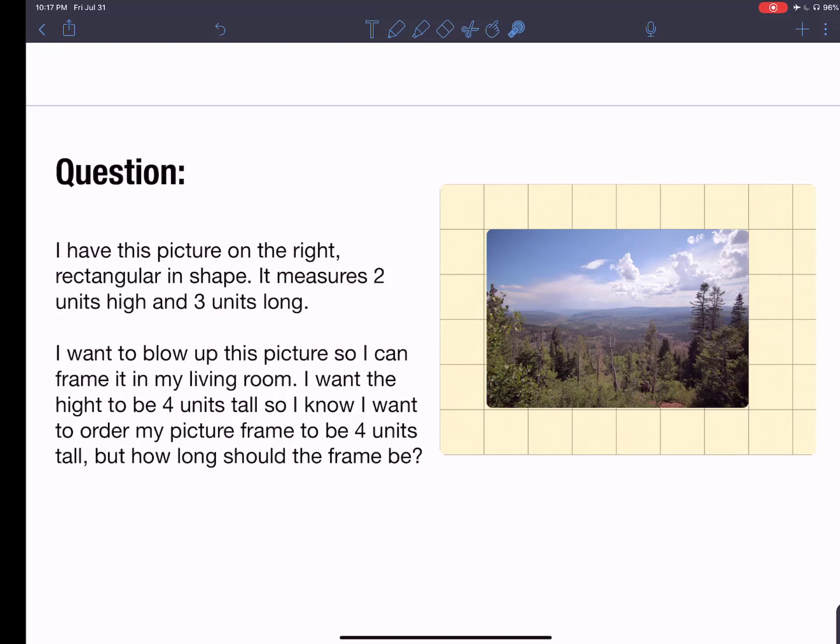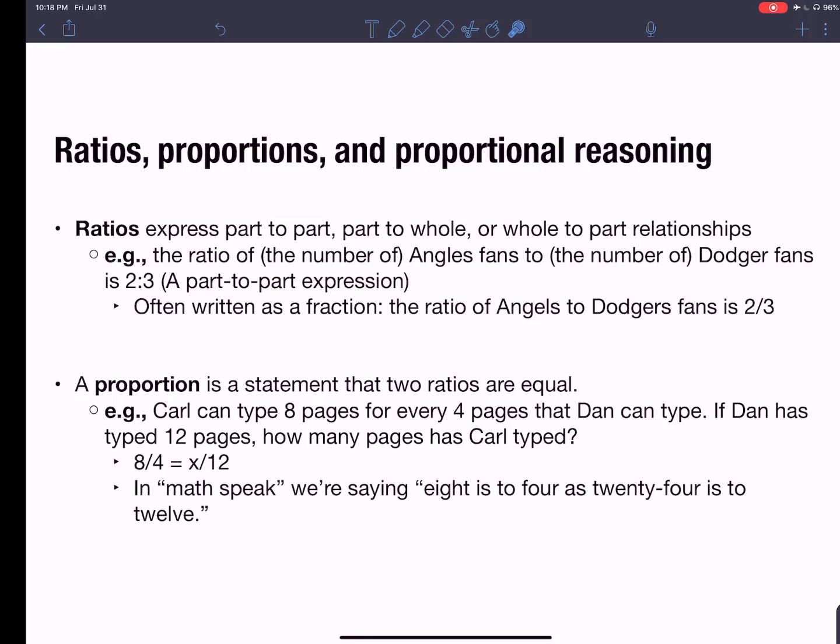We need to keep the proportions of this picture correct. If I made this 4 high but only made this 5 long, it would be all warped and funny, right? So to keep it proportionally correct, you want to think of multipliers. So ratios and proportions are multipliers, not additives. So let's look at those two words together because a lot of people use them interchangeably and they're actually different things.